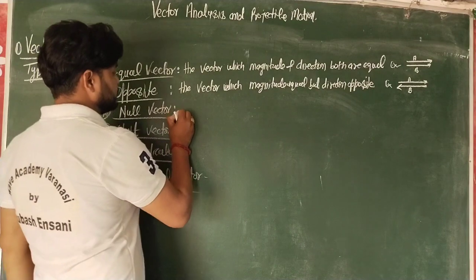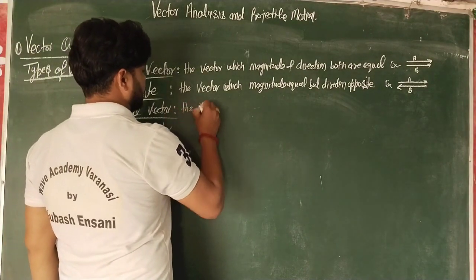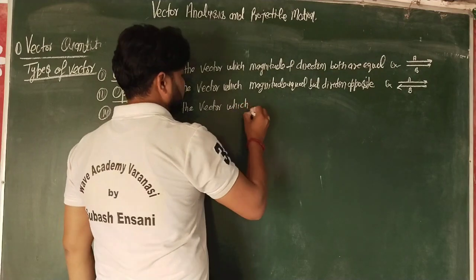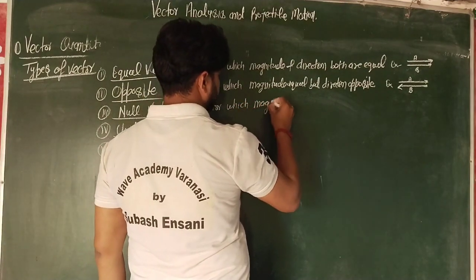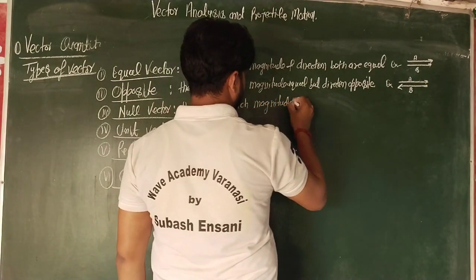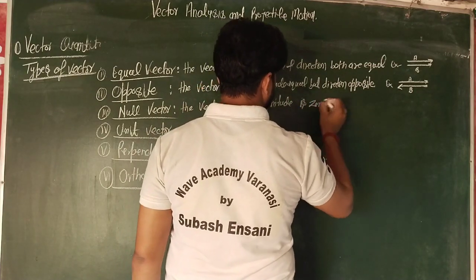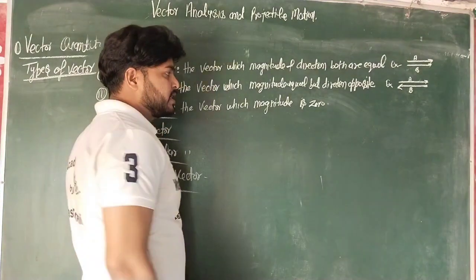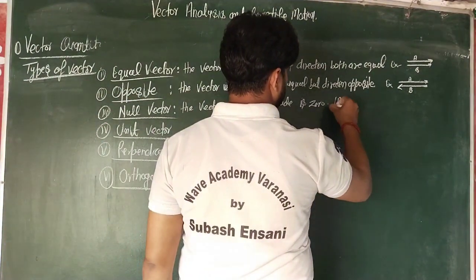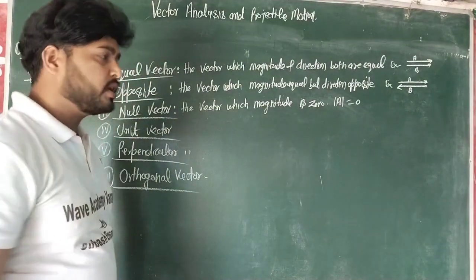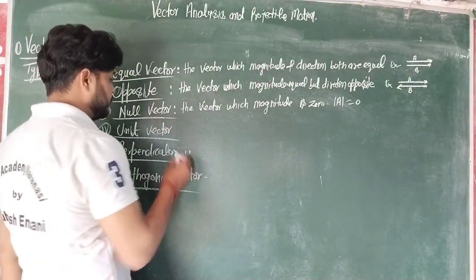Null vectors: the vectors whose magnitude is 0. Vectors whose magnitude is 0, that is the null vectors. Okay.